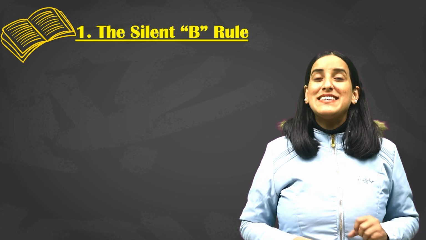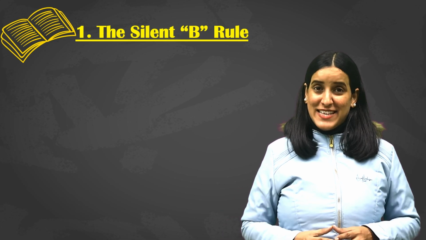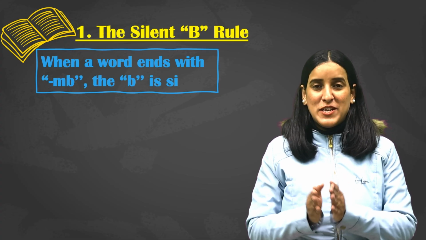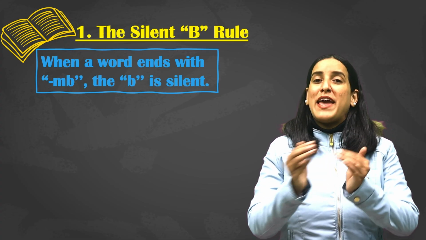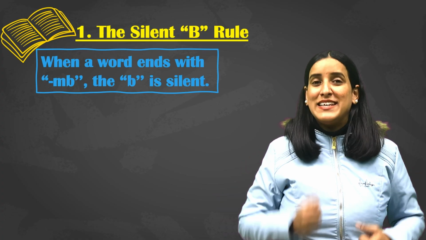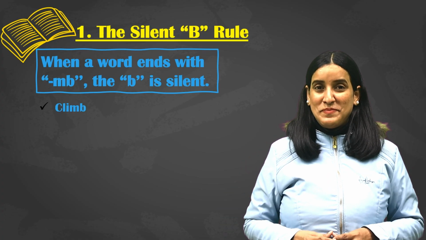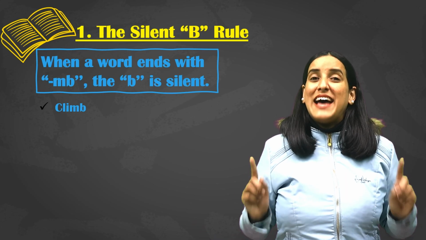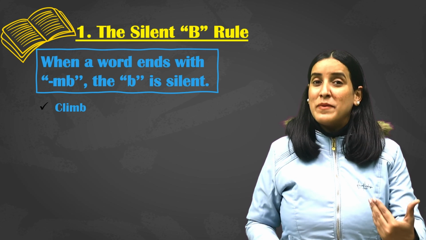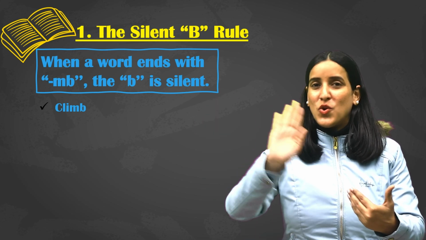The first rule is the silent B rule. Whenever there is a word that ends with MB, the sound of B is silent. We don't pronounce it. Letter B is silent. Like, how do you pronounce this word? Climb. Well, that is the incorrect pronunciation. The correct pronunciation is climb. You just have to ignore letter B.